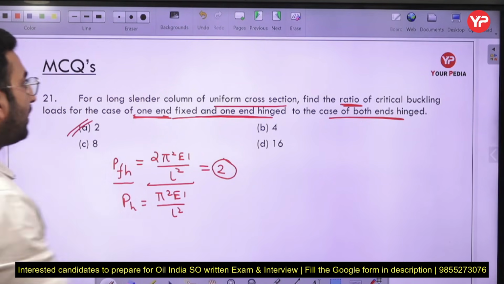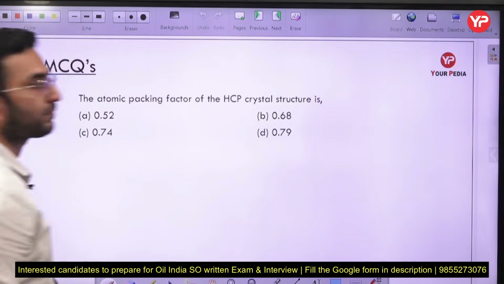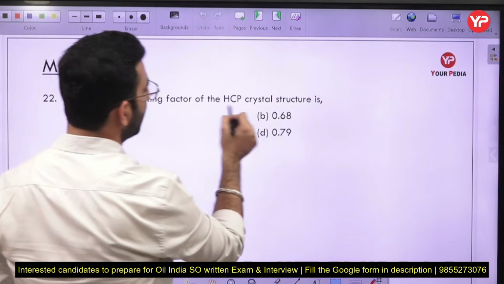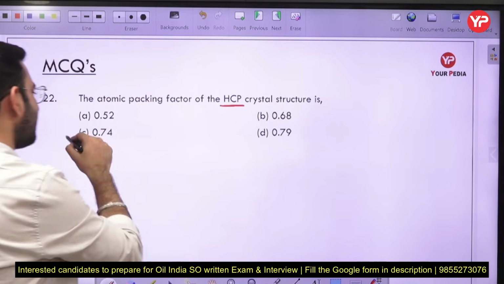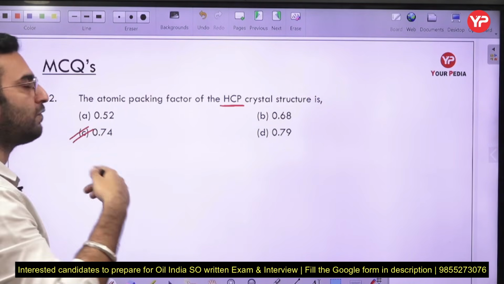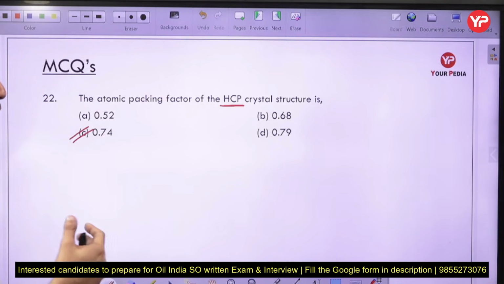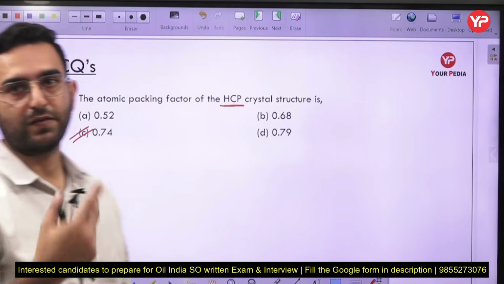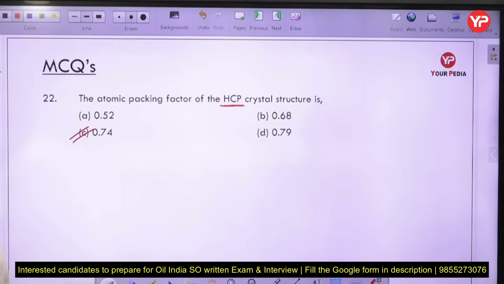Okay. Next part, in this case, the atomic packing factor for the HCP crystal structure is, that is again a direct formula here. So we have a 0.74 value for the HCP crystal, and for the FCC crystals here. Okay, for the BCC we have 0.68, and for the simple cubic we have 0.52 here.